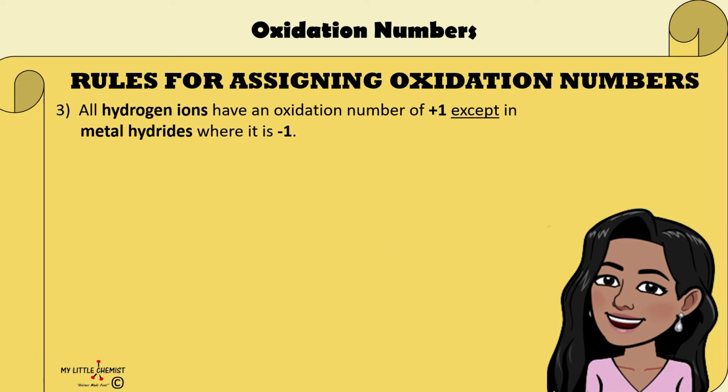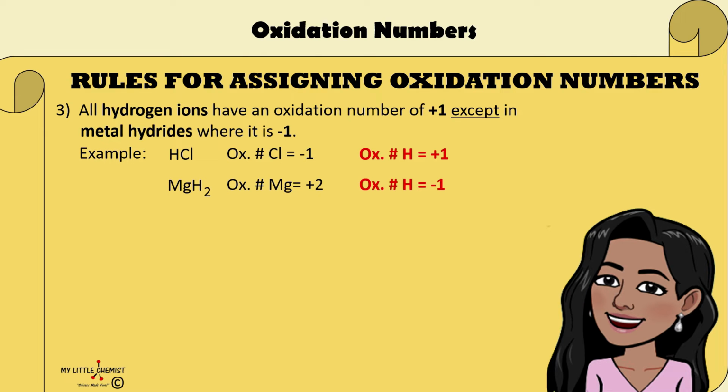Rule number 3. All hydrogen ions have an oxidation number of +1 except in metal hydrides where it is -1. In this example, we see the oxidation number of hydrogen in hydrogen chloride is +1. But in magnesium hydride, notice it is -1.